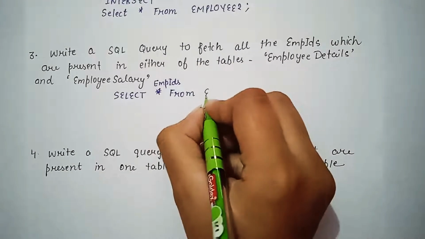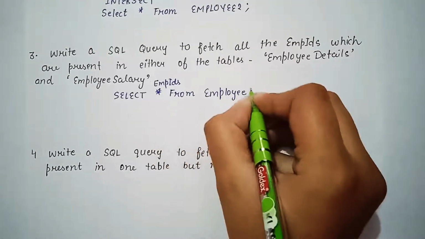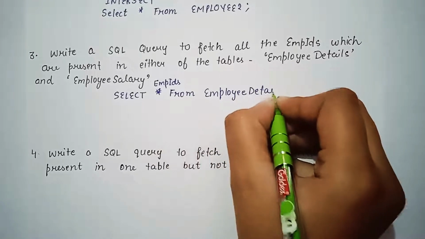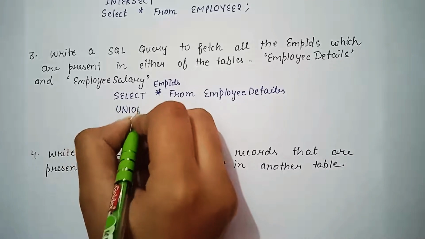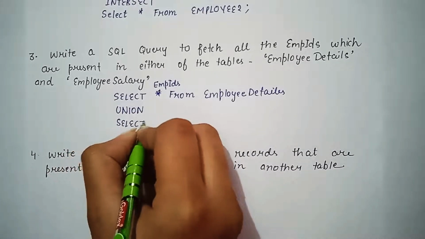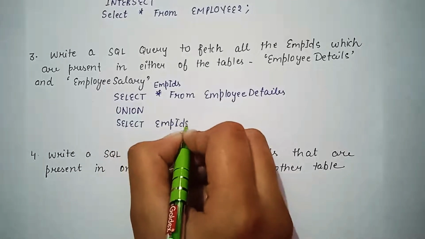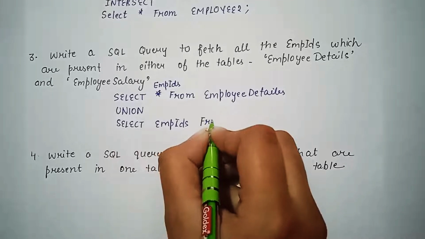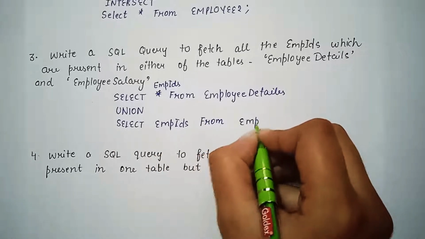From the first table, employee details, next is union. Okay, so this is an operator. Next we will specify over here select emp IDs from the second table, employee salary.